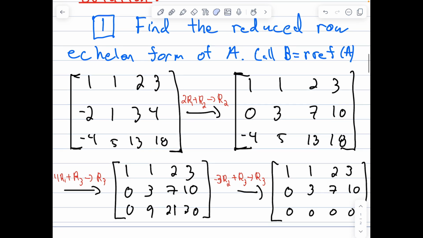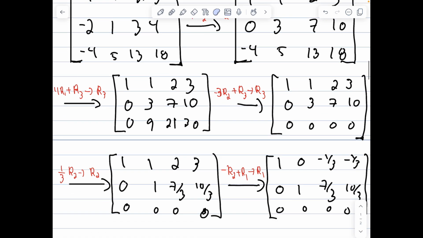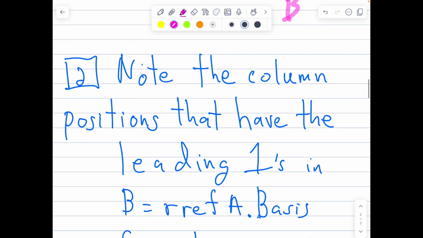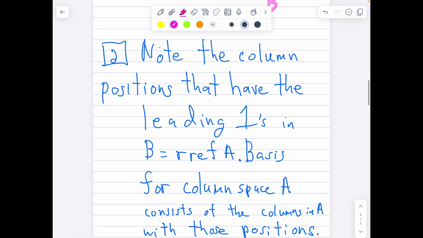And as you see here, I'm doing a bunch of the row operations, going from one matrix to the next. And at the end of the day, you wind up with this matrix here, which is B. B is equal to, I'm going to read this off by rows again. Row 1 is 1, 0, minus 1/3, minus 1/3. Row 2 is 0, 1, 7/3, 10/3. And then the last row is 0, 0, 0, 0. Okay, now that is our matrix B. And we're going to use that matrix for a couple things.